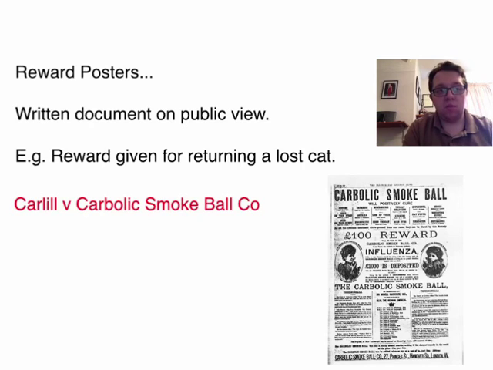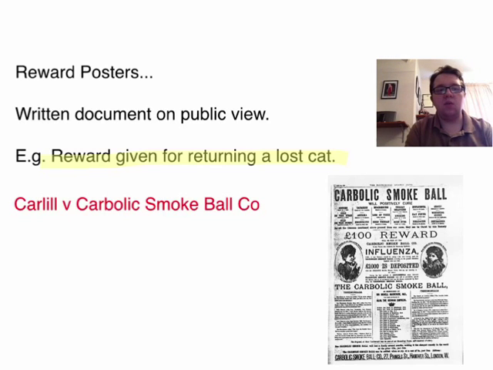These are written documents on public view. Now, most commonly, when you think of reward posters, you might think of something for returning a lost cat. So there'll be a picture of a cat, for instance, and it will say to anyone that sees this reward poster in public view, if you find my cat and return it to me at this address, then you will get this sum of money as a reward. So reward posters are in fact an offer.